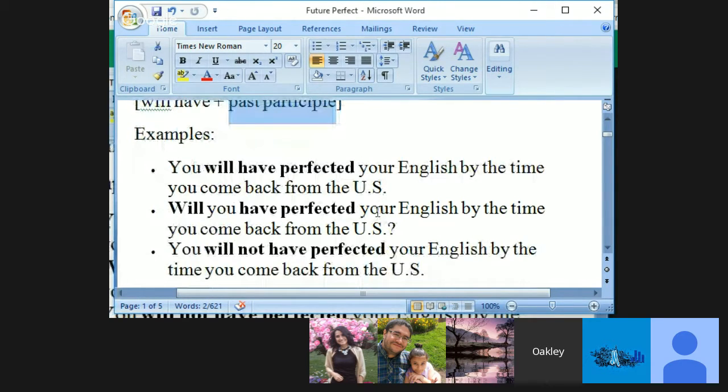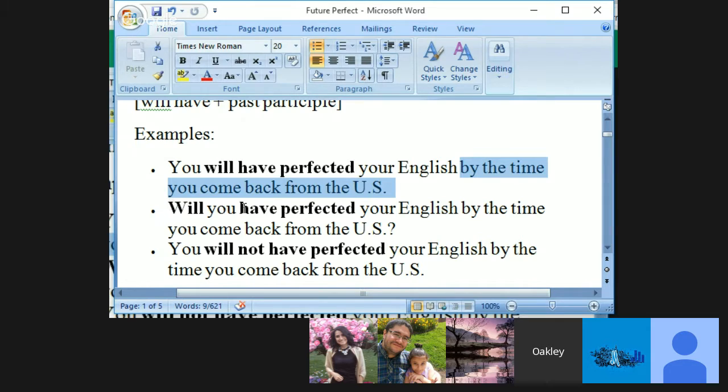All right. In basic sentences, it would look something like this. You, subject noun, the person, place, or thing doing the action, then your entire verb construction together, will have perfected. And in this case, we have an object noun, your English. That's it. Now, by the time you come back from the US, all right, we'll talk about that second part of the sentence later, which is necessary for the future perfect.